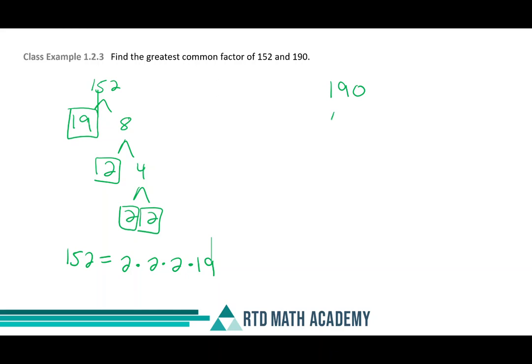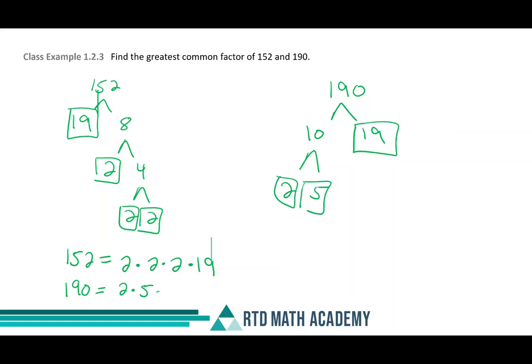We'll do 190. I'm going to work both sides of the tree at once. I've got 10 and 19. 19 is a prime already, so I can stop there, and I get 2 and 5. So that was actually quite a nice, easy prime factorization. So I have 190 equaling 2 multiplied by 5, and multiply that by 19. Double check that in your calculator. 2 times 5 times 19. I should get 190.